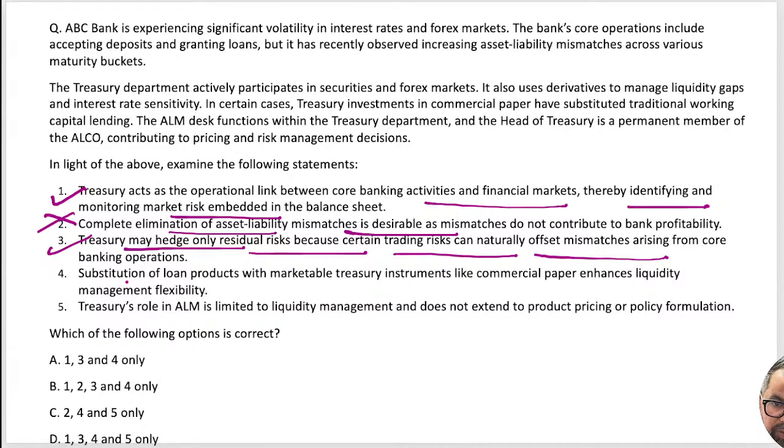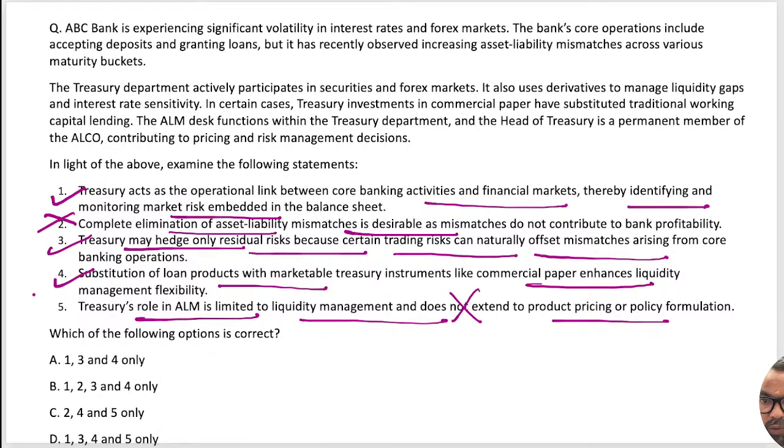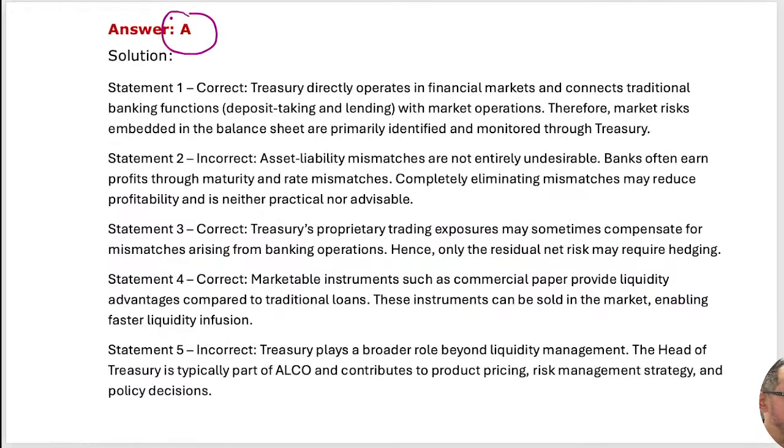Substitution of loan products with marketable treasury instruments like commercial paper enhances liquidity management. Treasury's role in ALM is limited to liquidity management. It is not; product pricing is also involved, so this is wrong, right? So 1, 3, 4 means option A will be the right answer for this particular question, right? Next one, guys.